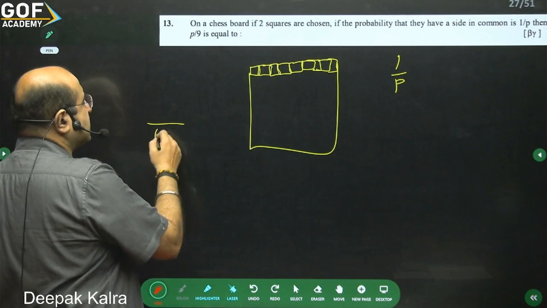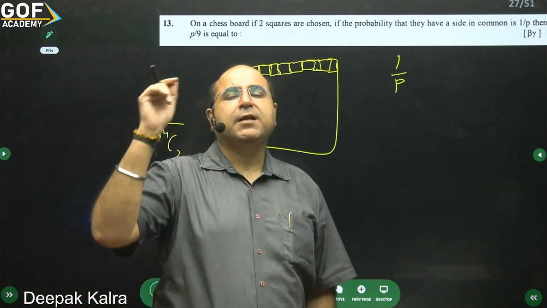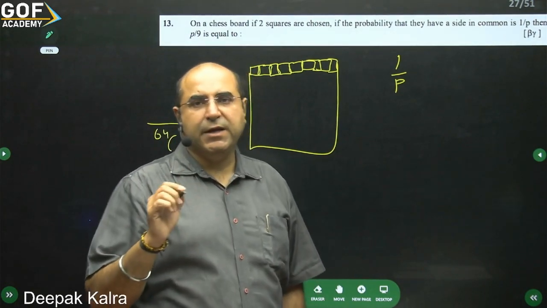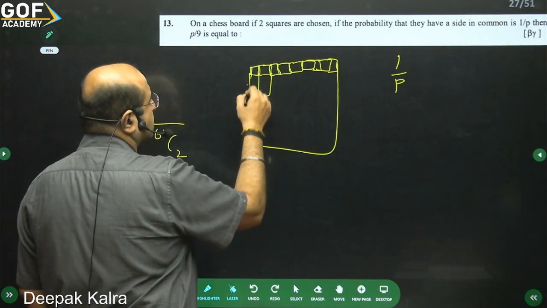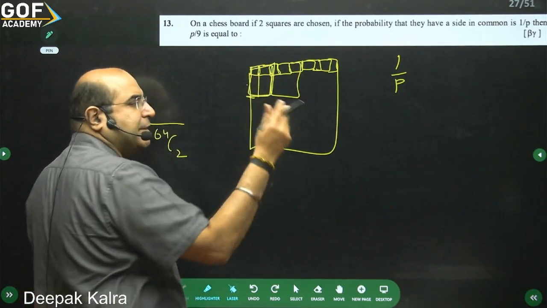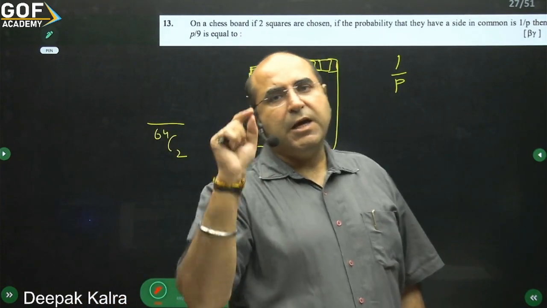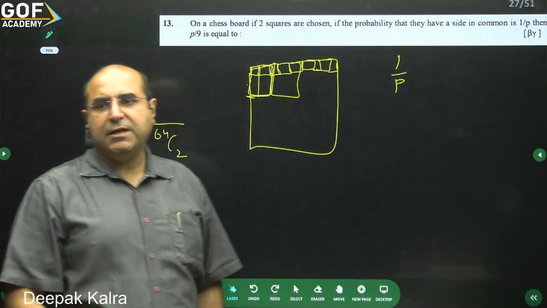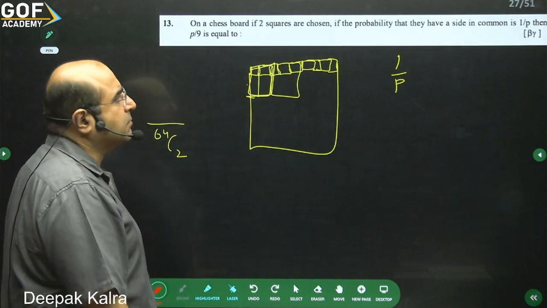Sample space is 64C2 because it should be mentioned over there that the squares chosen are of 1 by 1 only. They should specify. Otherwise, the square can be of this type also, na? 2 by 2 square can also be there. So they should mention it. The squares chosen are of 1 by 1. The smallest ones are being talked about. That statement is missing, which you should get the clarity.